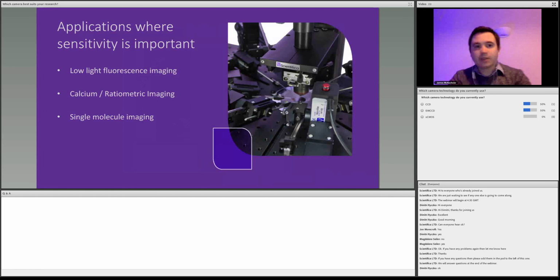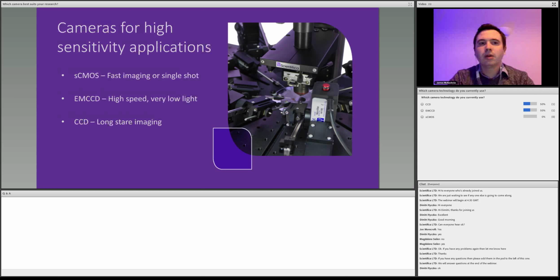Where sensitivity is important is obviously at the point where you don't have much light: low light fluorescence, when you're looking at calcium or single molecule work. Generally what we'd look for here is sCMOS cameras where you want to go very, very quickly, but you've got a reasonable amount of light. You're not really crunching at the lowest end, or single shot where you want to reduce exposure times, etc. EMCCD cameras are where you need to go very high speed with very low light. And then if you want to expose for a long time, then a CCD camera is best.